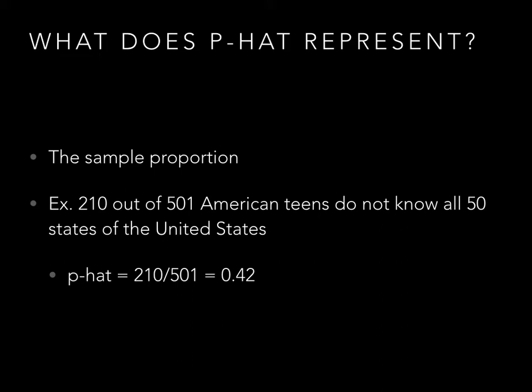And so we do this a bunch of different times. We gather 501 random groups of American teenagers, and we get the number of them who actually know all 50 United States, or do not know all 50, and then compile them into one giant sort of dot plot chart of results that eventually turns into a normal distribution.